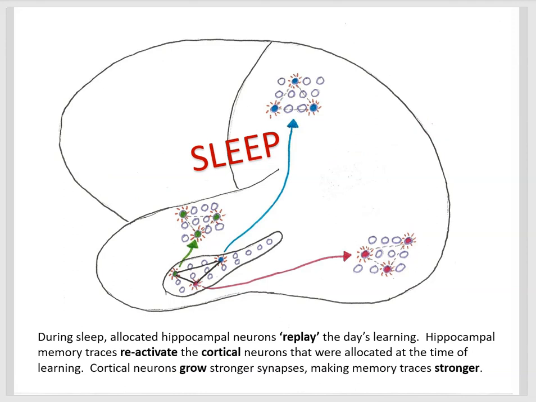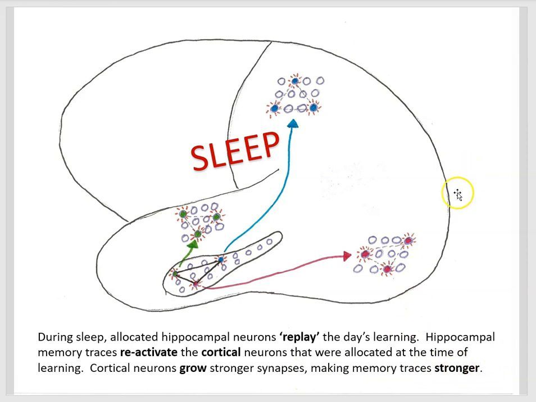As it turns out, scientists have discovered that a very similar process happens during sleep. During sleep, allocated hippocampal neurons replay the day's learning. Hippocampal memory traces reactivate the cortical neurons that were allocated at the time of learning, and cortical neurons grow stronger synapses, making the memory traces stronger.